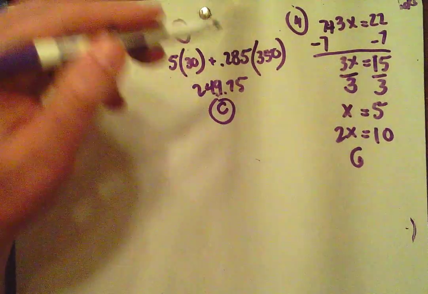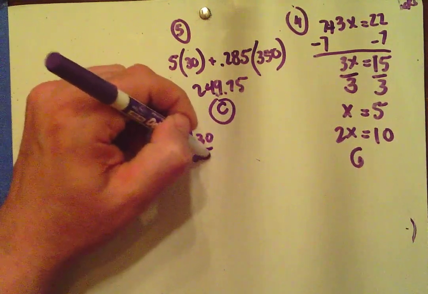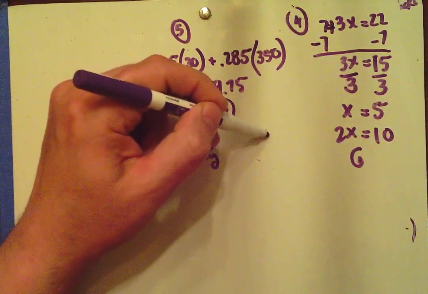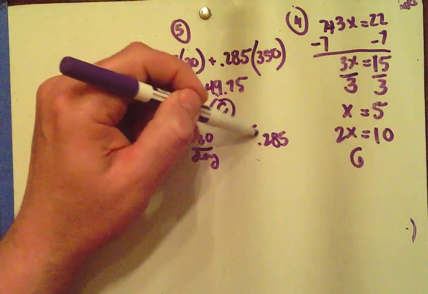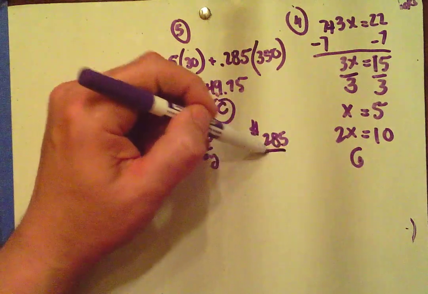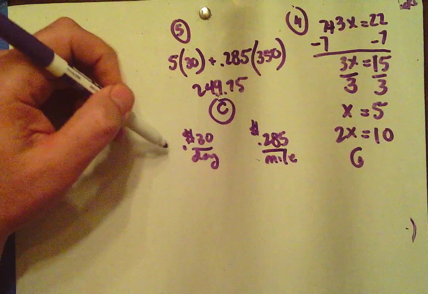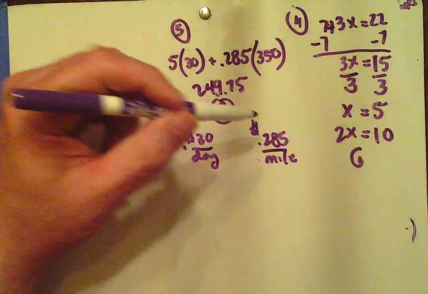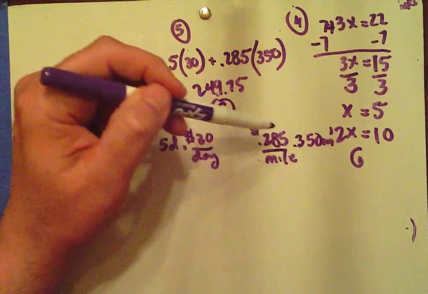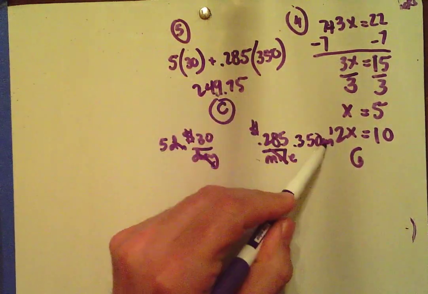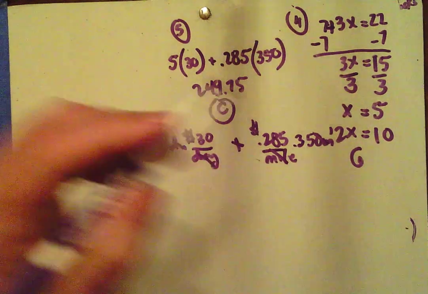Maybe you want to think about this as $30 per day and 28.5 cents per mile, because then you could see that I need to multiply that by 5 days, and I need to multiply that by 350 miles. So you could see that you could cancel those days and miles and add those totals together.